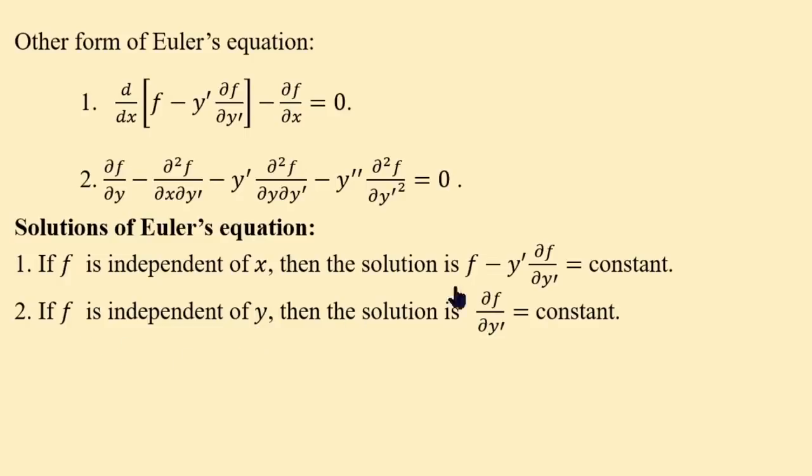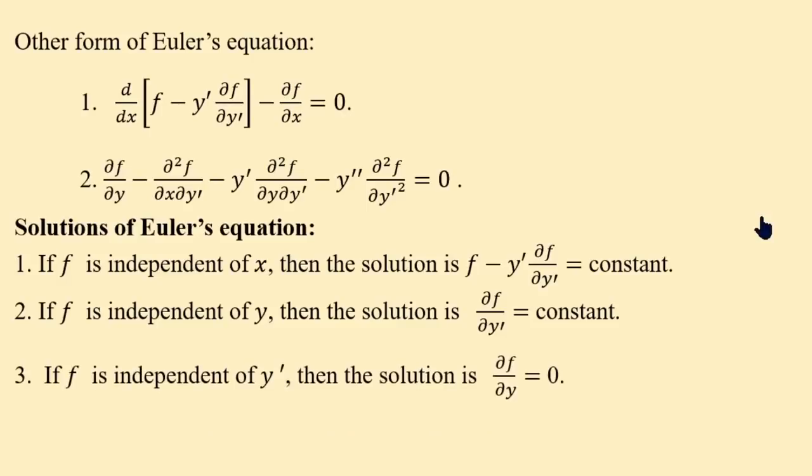And one more case is if f is independent of y dash, then immediately the Euler equation becomes dou f by dou y is 0, because in the first Euler equation, dou f by dou y dash d by dx of dou f by dou y dash, that part is 0, only the first part dou f by dou y becomes 0. So this is the Euler equation if it is independent of y dash.